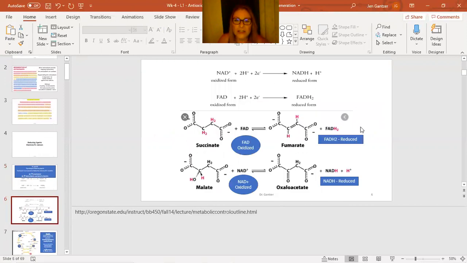So if we look at an example from our TCA cycle, the Krebs cycle, succinate with FAD in its oxidized form is going to be converted into fumarate as we reduce our FAD B2 derivative, and now FADH2 is reduced. I am not expecting you to know succinate and fumarate or malate and oxaloacetate. That's not the point. The point is the reaction, that's the redox occurring, electron transfer. So don't get lost in the molecules.